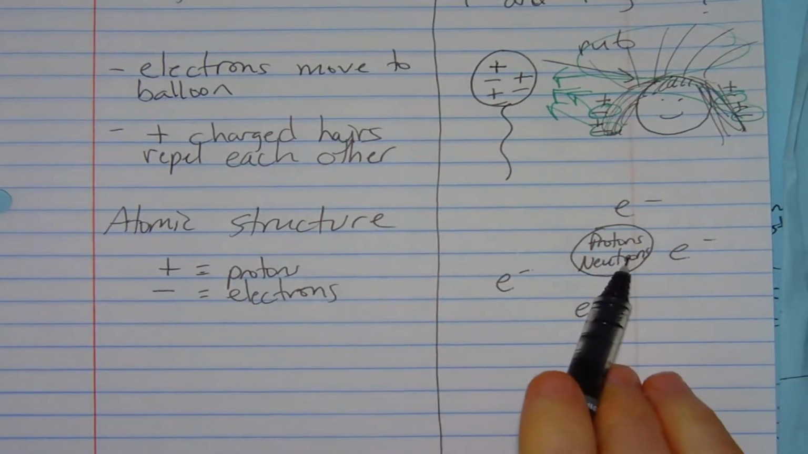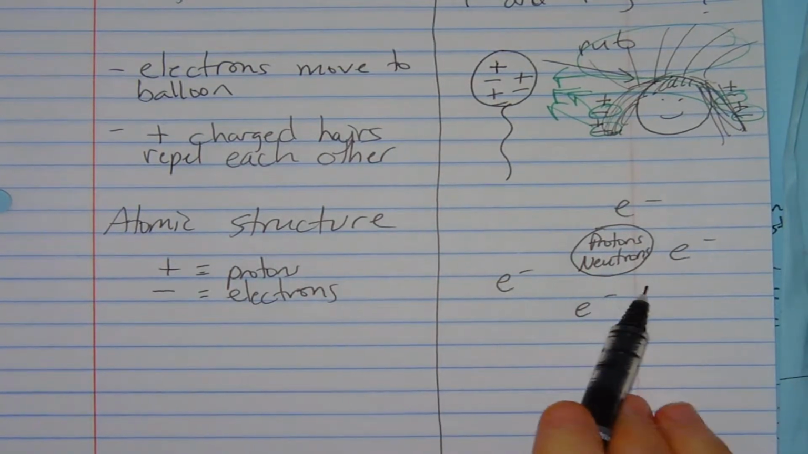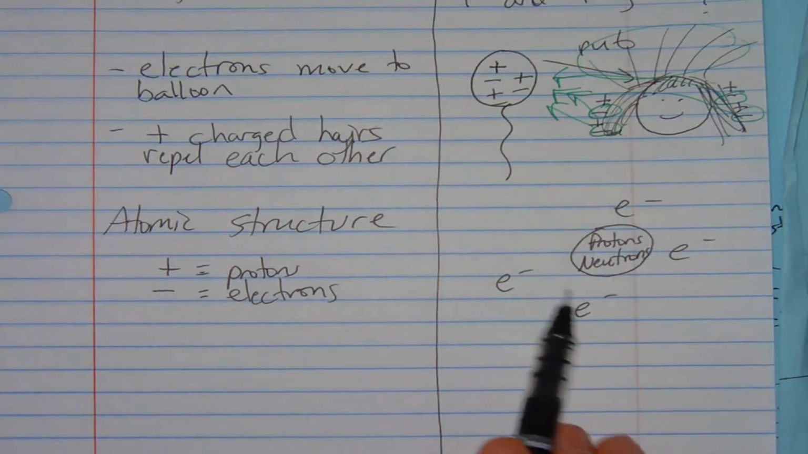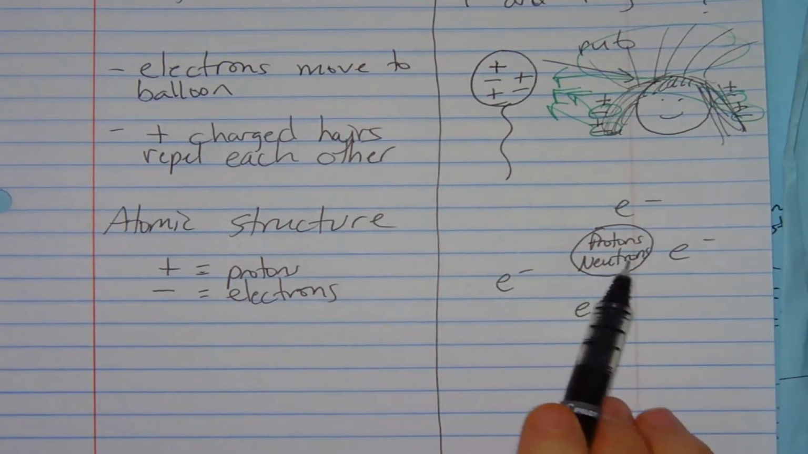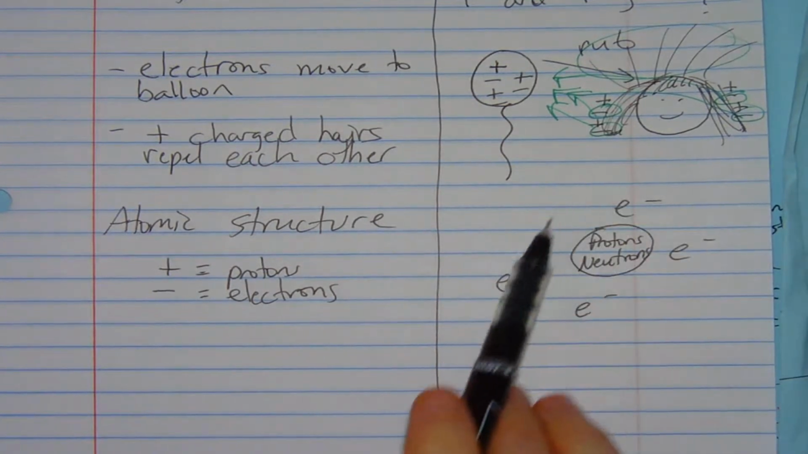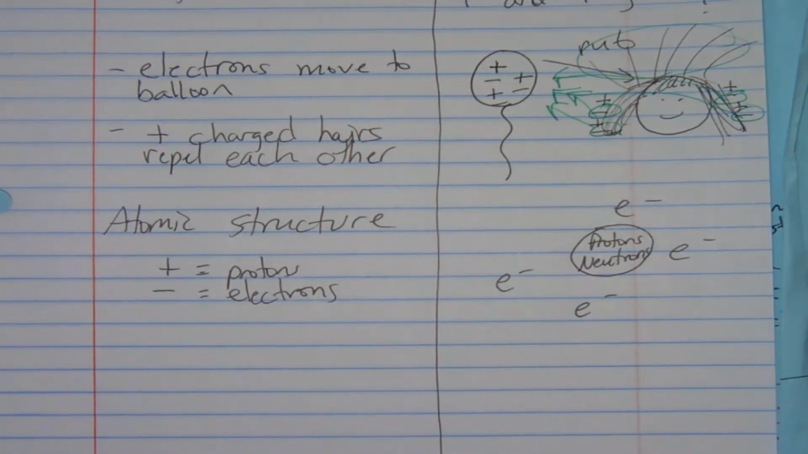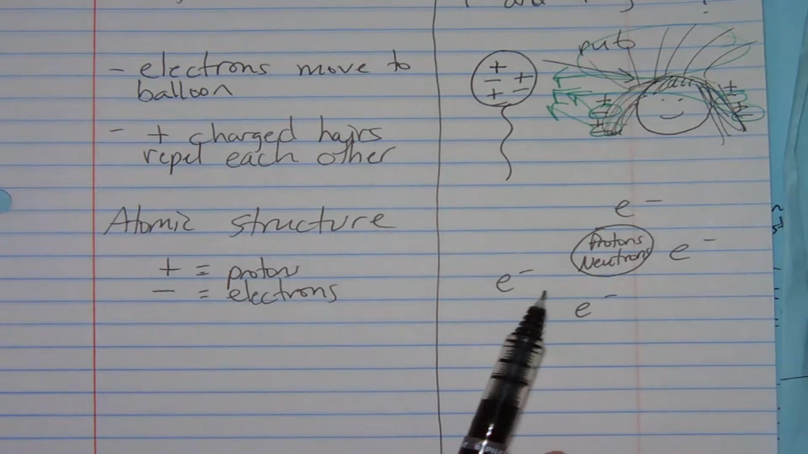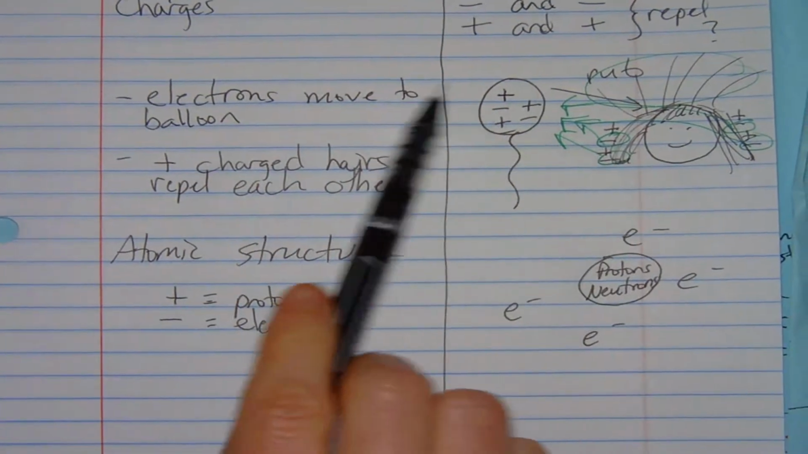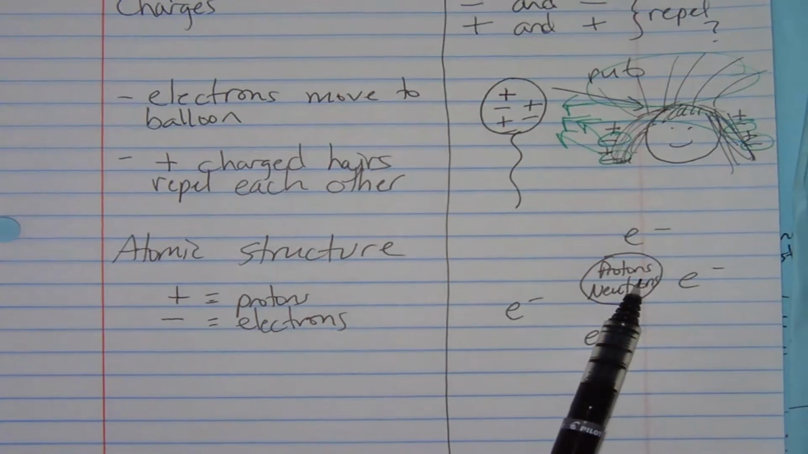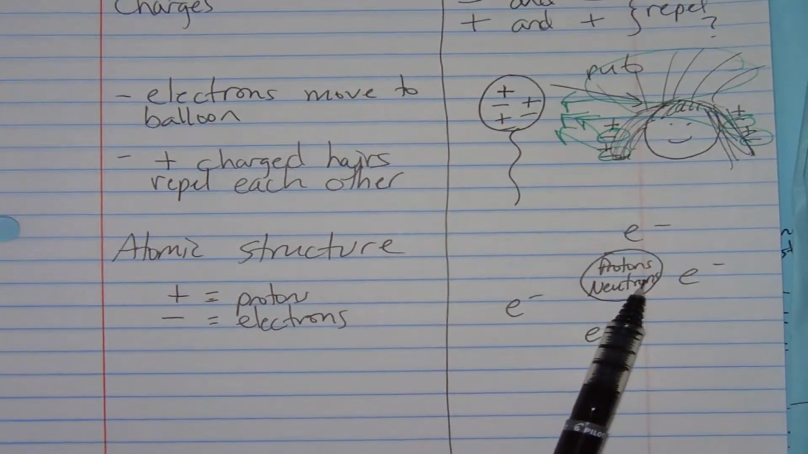They orbit around the nucleus. You probably remember from middle school, sixth grade science, you had to build an atom. You would have had the protons and the neutrons inside the nucleus, and then these electrons orbiting around it. So hopefully you're starting to see why it's only the electrons that move back and forth. These protons are stuck. They are inside the nucleus.